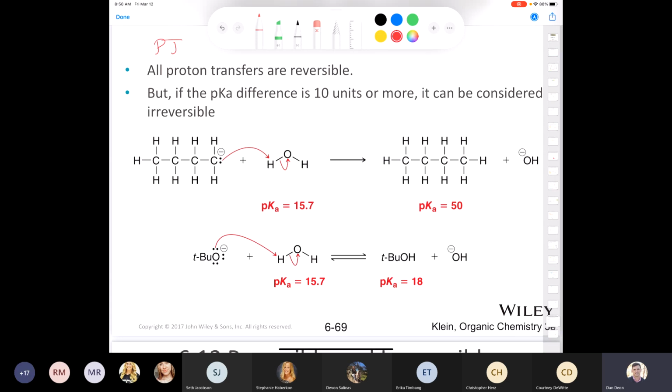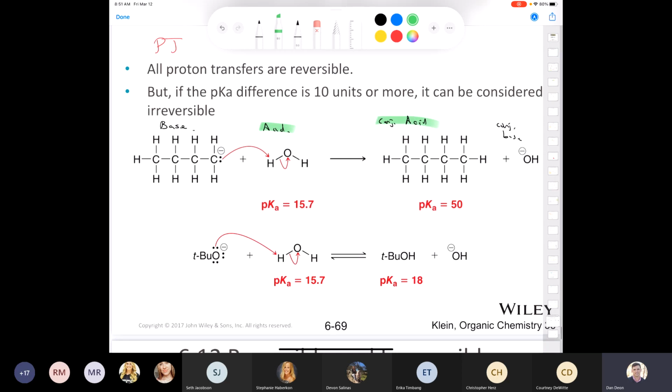And that is, if the pKa difference is 10 units or more in a proton transfer, it's irreversible. If it's less than that, it's reversible. So here, if you have the base, and your water is behaving as an acid, here you have the conjugate acid, and here you have the conjugate base. You evaluate the relative pKa's of the two acids, the acid and the conjugate acid. You see the difference here is more than 36 log units. So that's 10 to the power of 36, and so we have an irreversible arrow.